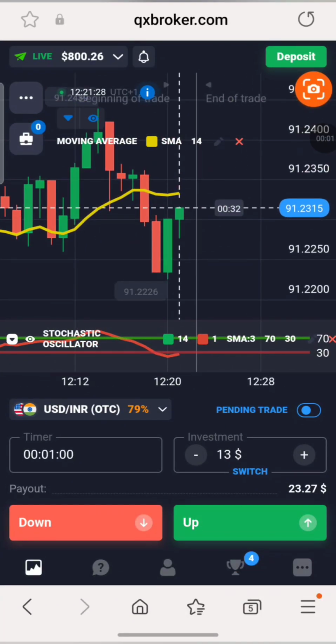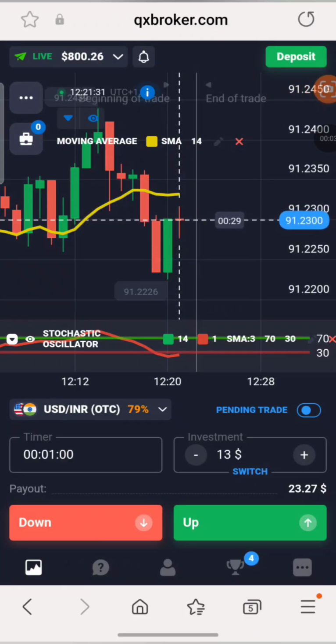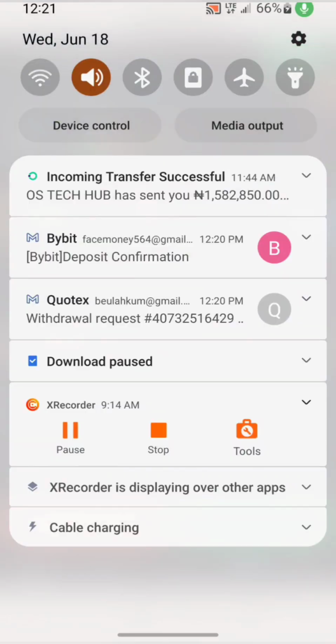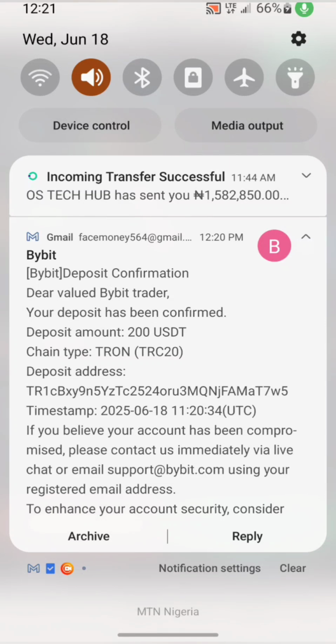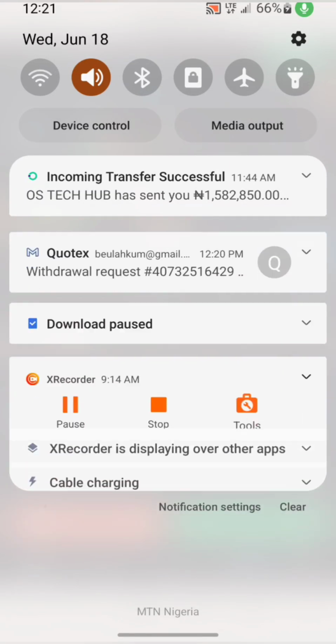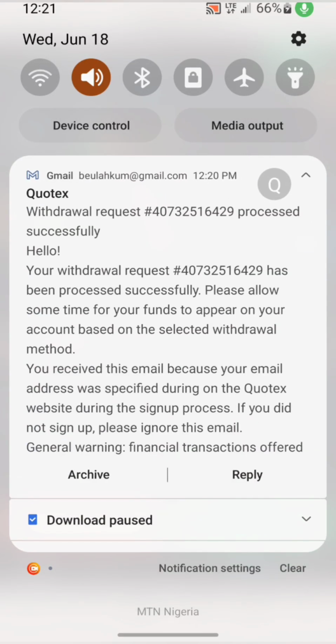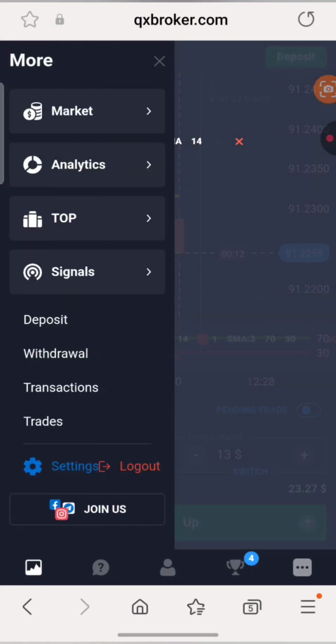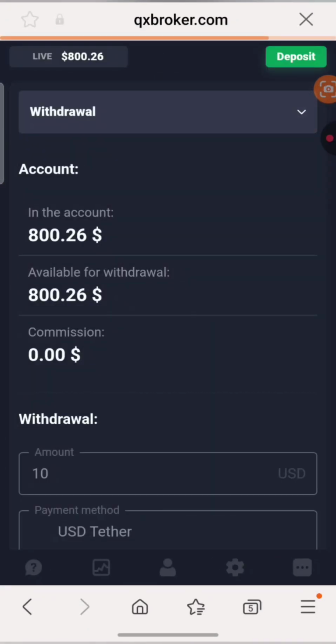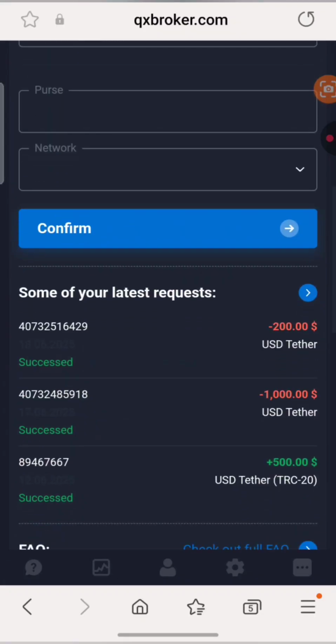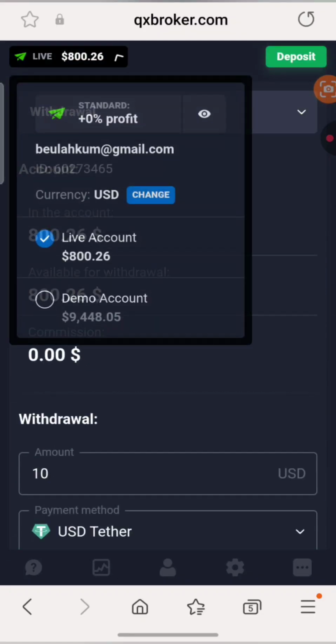I just got a message that the $200 withdrawal we made has been dropped. Now let me draw down the curtain, and then you can see that the $200 USDT has already been dropped out. And this is the email from them. With the account right now, let's check the withdrawal aspects, and you are going to see that the $200 has succeeded. The account is on $800.